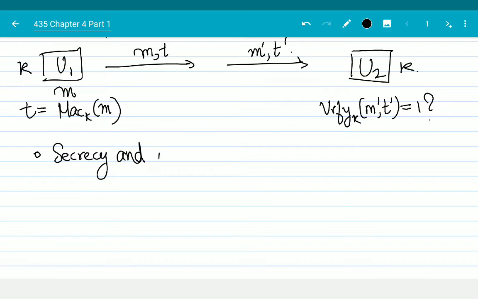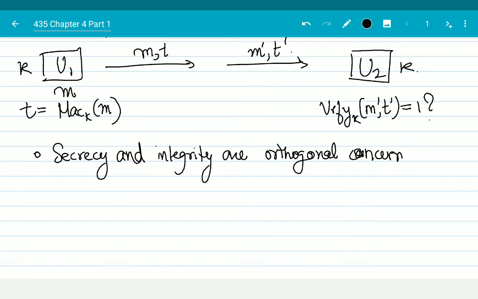Secrecy and integrity are orthogonal concerns. What does it mean by orthogonal concerns? What it means is technically the phrase orthogonal generally refers to things like the xy axis. Even if you change x, it doesn't affect y, right? You can modify one without absolutely affecting the other. Okay, you can have one without the other. You can do anything with one without bothering with the other.